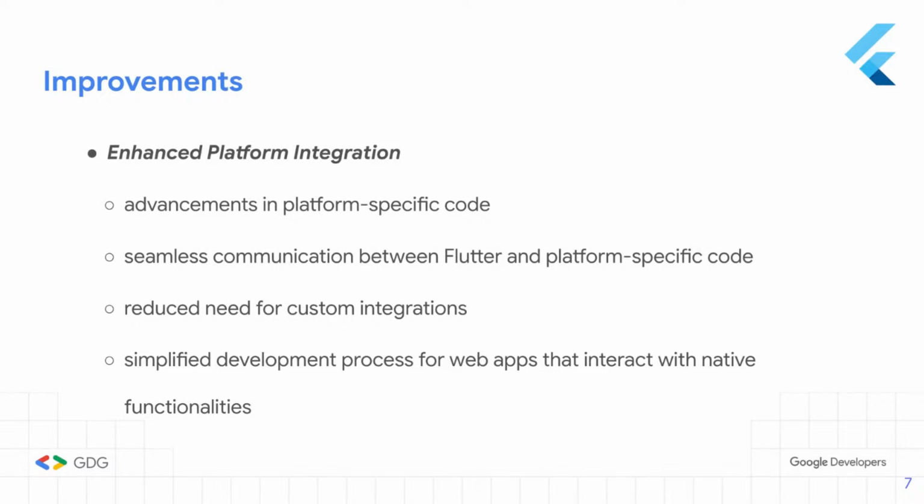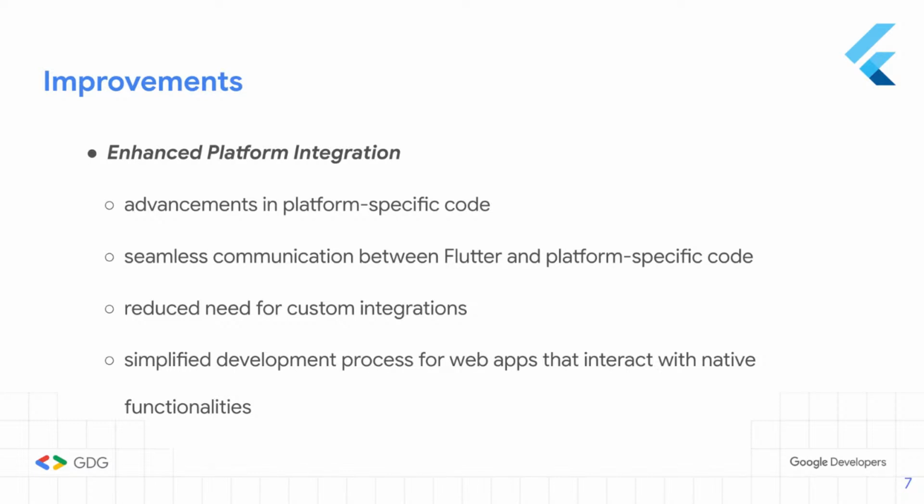Now, some of the improvements that were made in 2025 is enhanced platform integration. Like discussed earlier, advancements in platform specific code were added in Flutter Web, because of which we can now easily add some platform specific code without having to add extra layers of code. Because of this advancement, we can now have seamless communication between Flutter and the platform specific code. So it becomes a lot easier now to add the native code. And this also reduces the need for custom integrations. So obviously, it's going to save us a lot of time here because writing a custom integration is time consuming, and it's going to take a lot of effort as well.